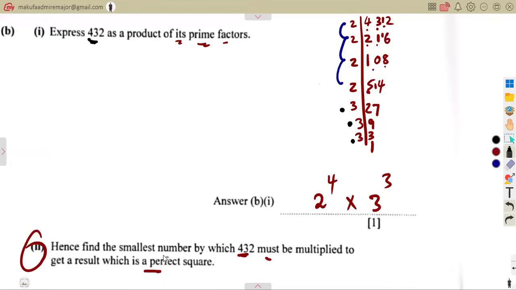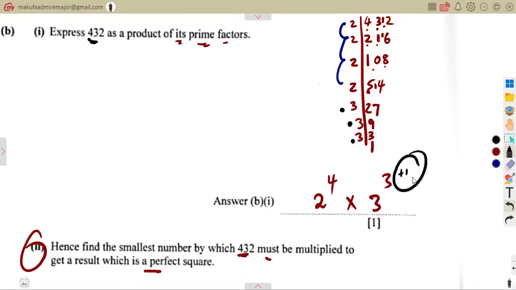Remember, we're talking about the smallest one. So you just add a 1. By adding a 1 to any odd number, it becomes an even number. Any odd number that you are given, just add a 1, it becomes an even. 3 plus 1, 4. 1 plus 1, which is a 2. 5 plus 1 is 6. You add a 1, it becomes an even.